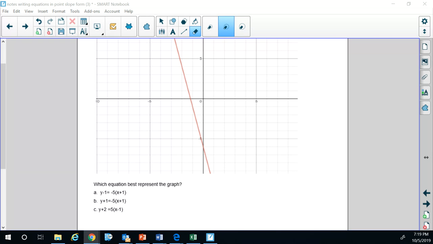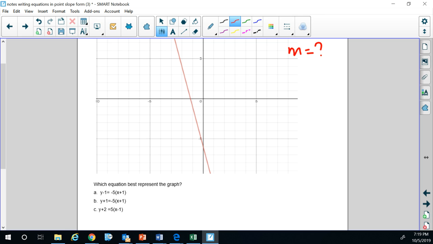All right. So the first thing you want to do is find the slope. Start with that. You want to find the slope, and then after you find the slope, you find the points from the equation. So let's find the slope. I can do either rise over run or use the slope equation.